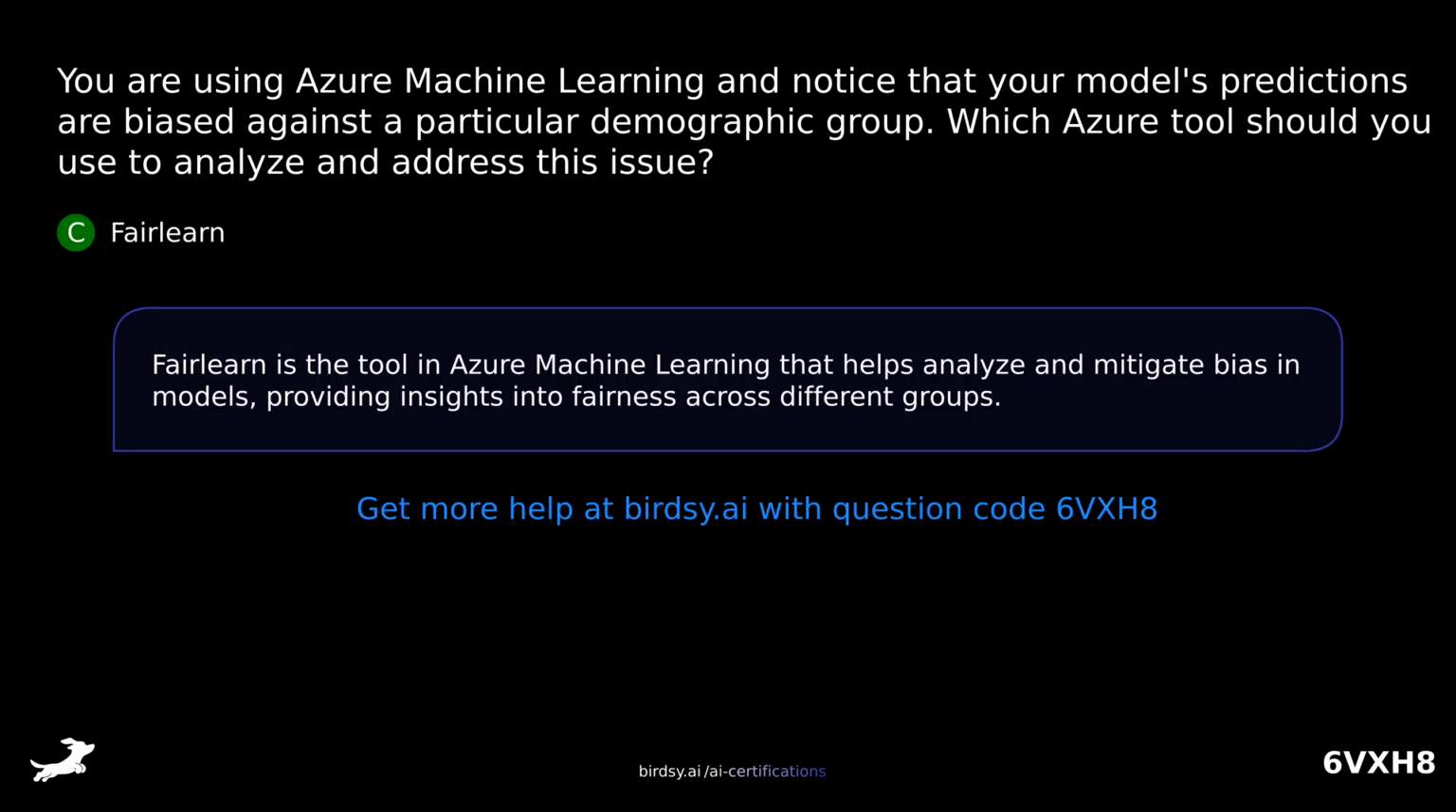FairLearn is the tool in Azure Machine Learning that helps analyze and mitigate bias in models, providing insights into fairness across different groups.